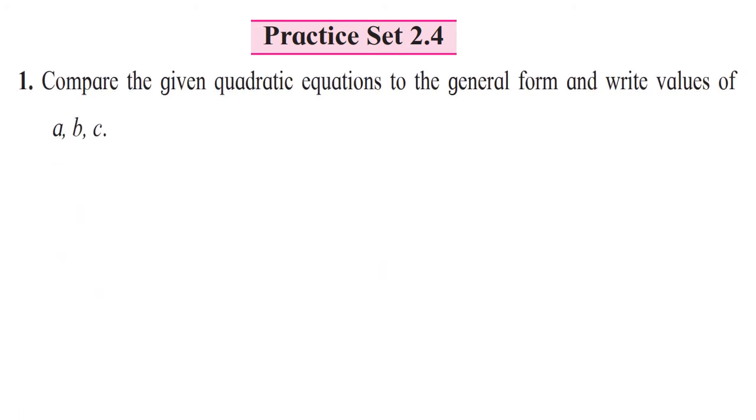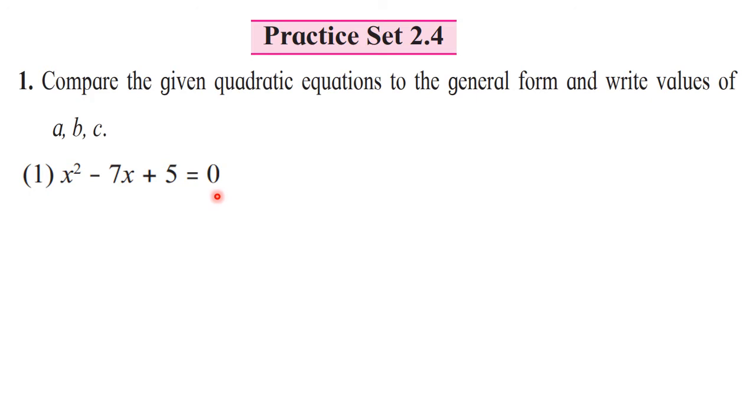From that, the very first question is, compare the given quadratic equations to the general form and write values of a, b and c. So such sums we have solved in practice set 2.1 also. So the same question is repeated here. Only difference is that their standard form was given here. That is ax square plus bx plus c is equal to 0. And in this question only it is mentioned that compare with standard form or general form and write the values of a, b, c. So here the very first question, which is very straightforward, x square minus 7x plus 5 is equal to 0. The equation is in standard form.